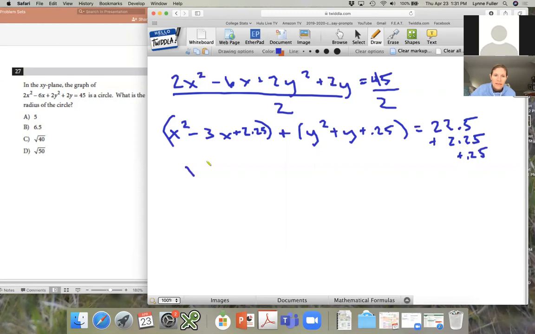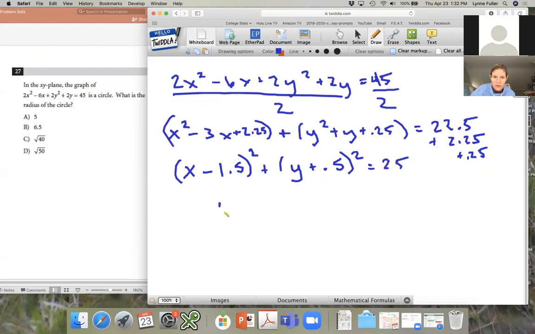And then you would break this down. And again, it may be easier just to break down 2.25 and take the square root of it, right? So the square root of 2.25 is 1.5, if you remember. So it'd be x minus 1.5 quantity squared, because it's going to be the same factor that yields this, plus y plus 0.5 quantity squared. And then we're going to add these terms together. So 22.5 plus 2.25 plus 0.25 adds up to 25.